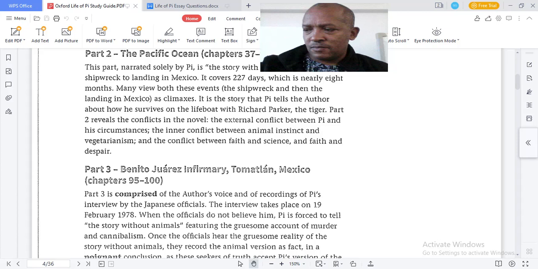What conflicts are there? The external conflict between Pi and his circumstances, and then the inner conflict between animal instinct and vegetarianism. And the conflict between faith and science, and faith and despair. How many conflicts are there? You can write conflicts. Conflict number 1, the external conflict between Pi and his circumstances, everything around him.